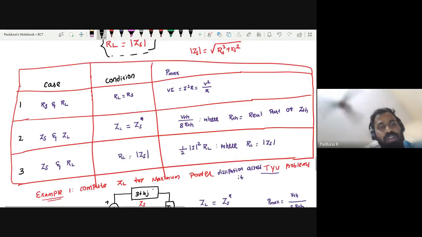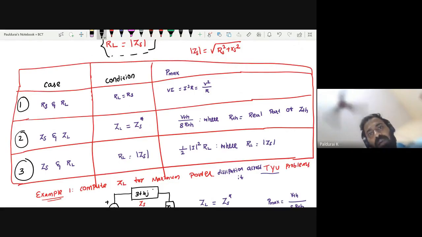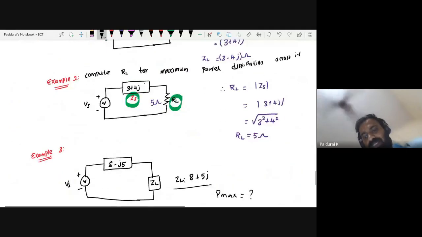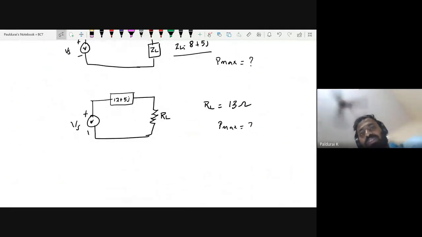Okay, case 1. Now coming to case 2, case 3. Both are impedance, complex conjugate. Source impedance, load resistance, magnitude of source. That's it. Mod of ZS, square root of a squared plus b squared, where a equals RS, b equals XS. So that's it for today's class.